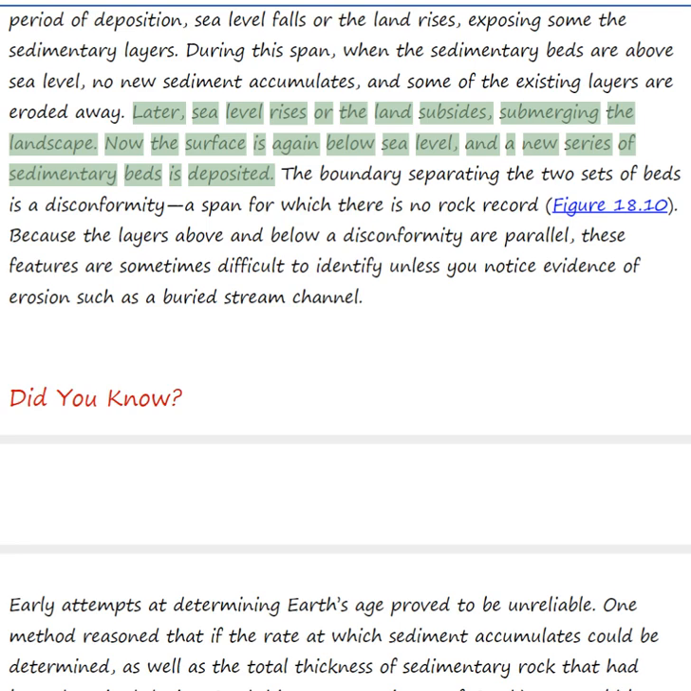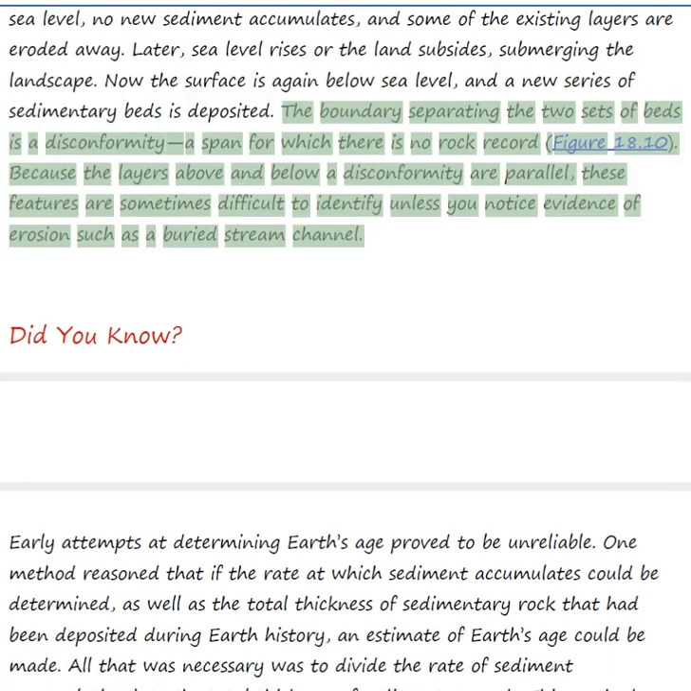Later, sea level rises or the land subsides, submerging the landscape. Now the surface is again below sea level, and a new series of sedimentary beds is deposited. The boundary separating the two sets of beds is a disconformity, a span for which there is no rock record. Because the layers above and below a disconformity are parallel, these features are sometimes difficult to identify unless you notice evidence of erosion such as a buried stream channel.